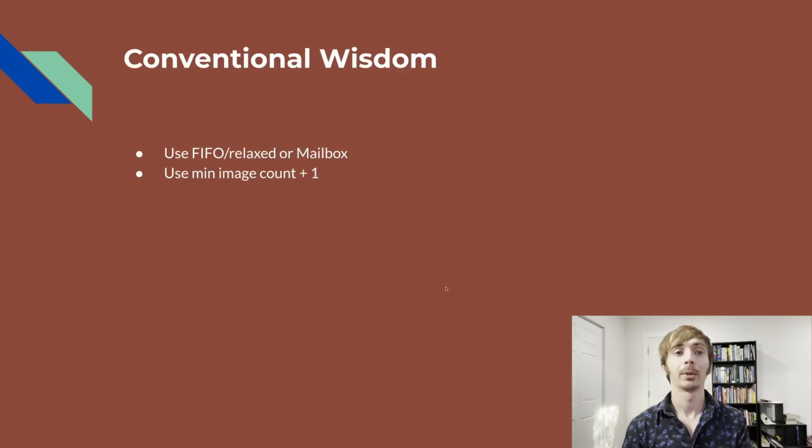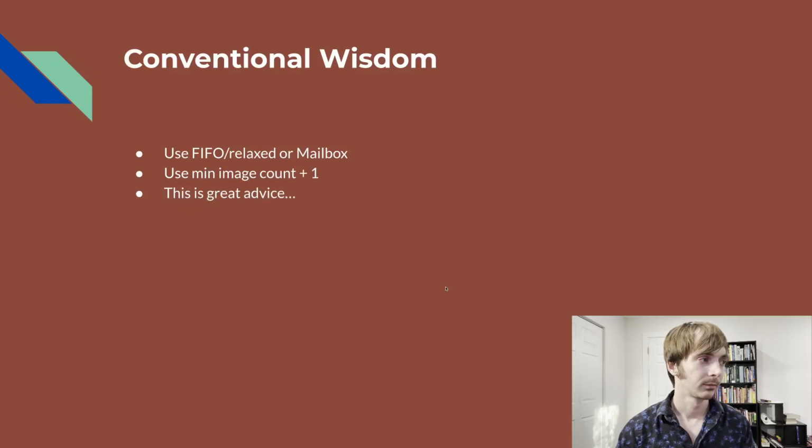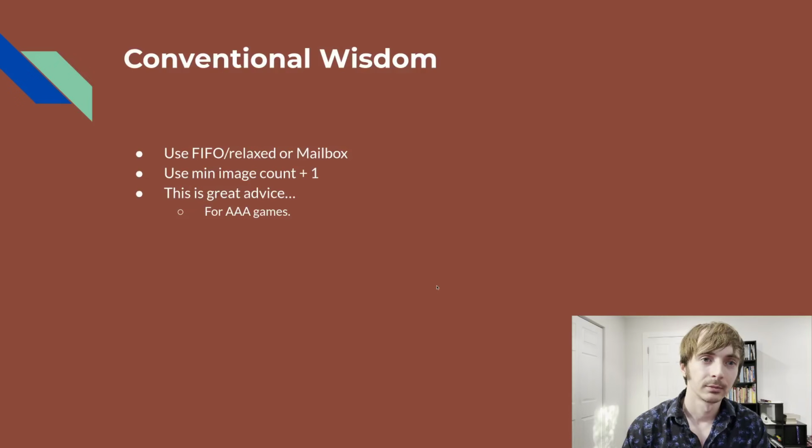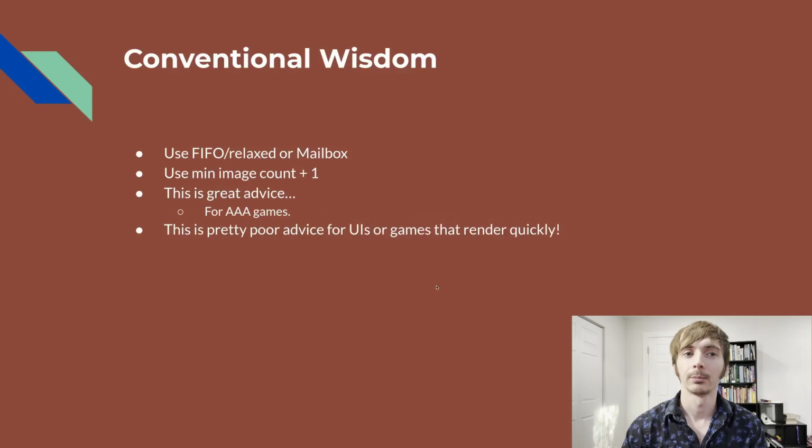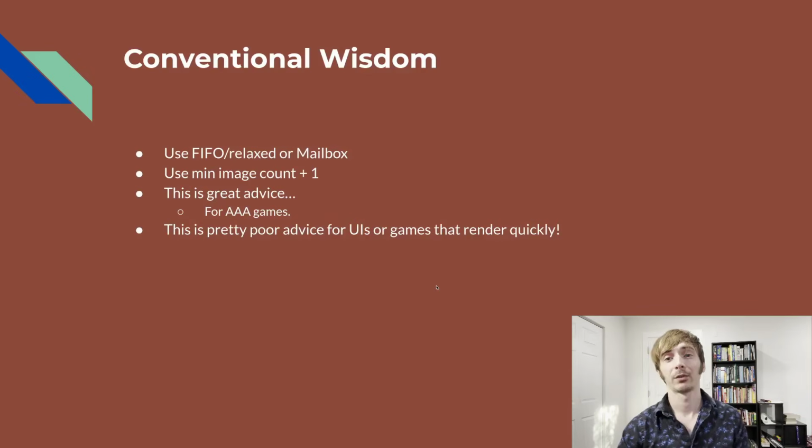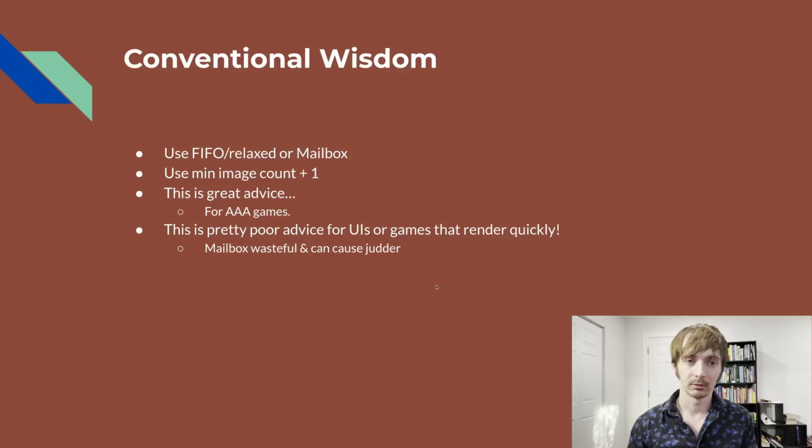And the tutorials will typically have you set up your image count to be min image count plus 1. So this is actually great advice if you're making a AAA game. It's actually pretty poor advice for UIs or games that can render very quickly. Mailbox, triple buffering, is extremely wasteful.